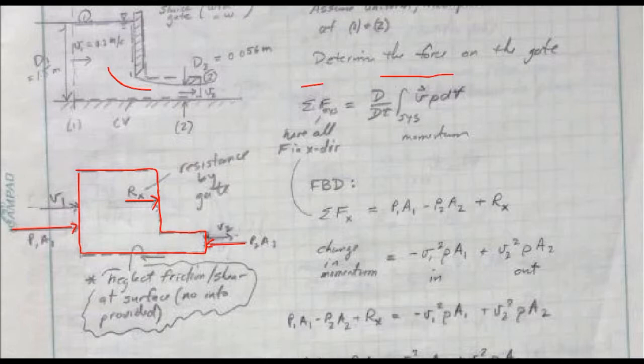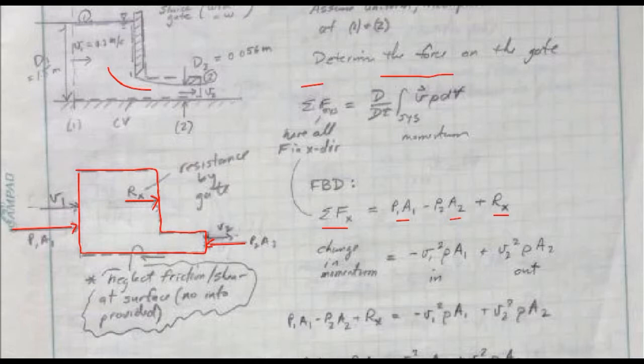So the water's pushing on that gate as well, obviously. That's the purpose of the gate. So these three things make up the external forces acting in the x direction. There's not much going on in the y direction. All the motion here is horizontal. So we have pressure on one side, pressure on the other side, and the resistance.